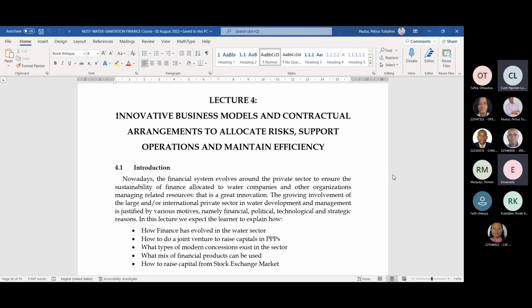So let's talk now about innovative business models and contractual arrangements to allocate risks, support operations, and maintain efficiency. So we are coming back again to the same things. When you look at this chapter, we are coming back to this innovative method that have been used in the water sector after 1990. Because before 1990, we were used to the 3 T's: tax, tariffs, and transfer. These are the only ways of financing water that have been used.